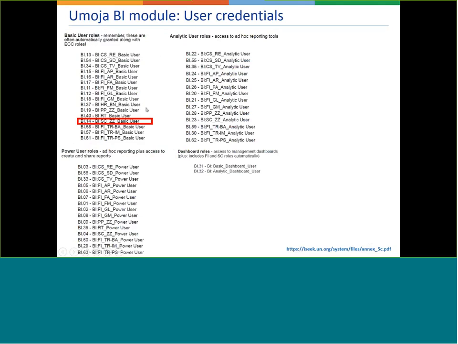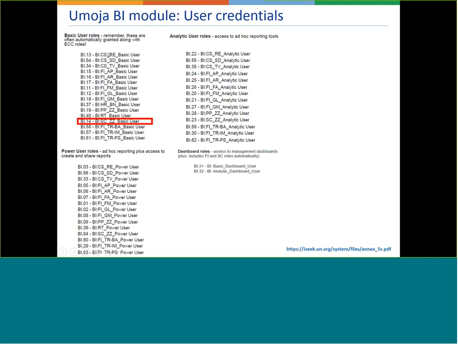Okay, so I have here 3 sets of roles. The first one, basic user roles. Second one, analytical user roles. And third one, power user roles. Let's forget about the dashboard roles here for a minute. So you see, basic user access will give you access, let's say, to formatted reports. But what did we say before? Which data would you want to see?